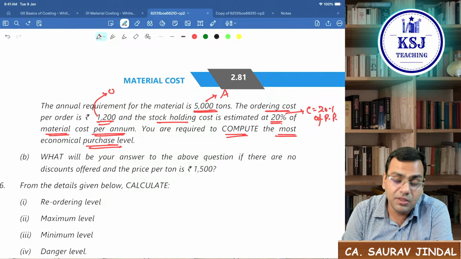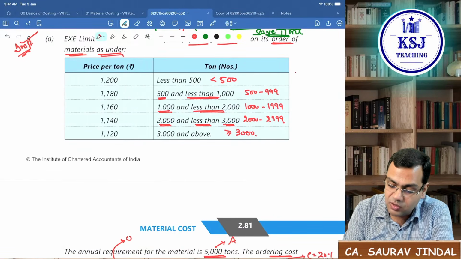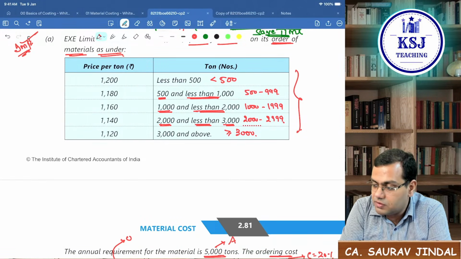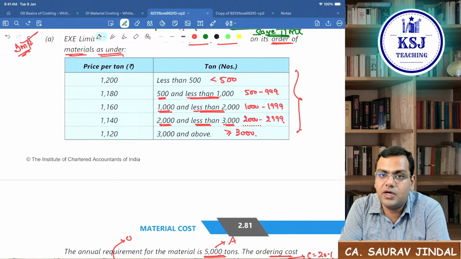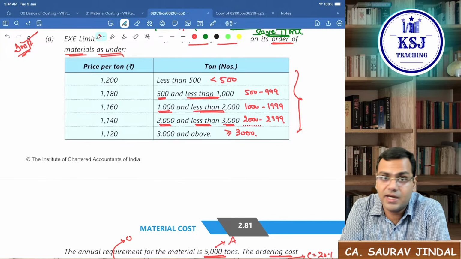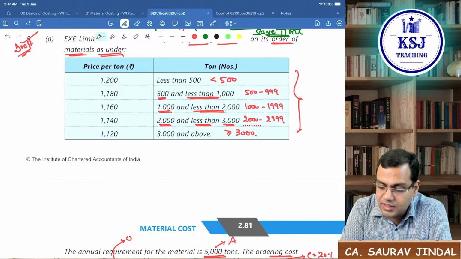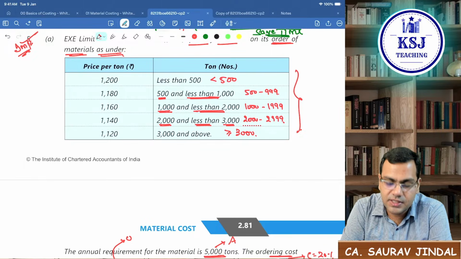Now, which one will be the most economical purchase level? For that, we have to calculate at the different quantities. If the quantity ordered is less than 500, 499, then what will be the total cost at that? If the quantity ordered is somewhere between 500 to 999, then what will be the total cost? 1000 to 1999, what will be the total cost, and so on. This is what we have to see.